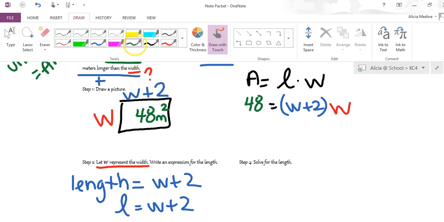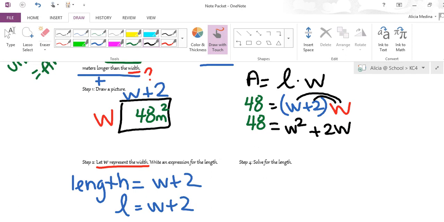Distribute. Right, so we're going to have 48 equals. I'm going to go ahead and distribute. W times W is W squared. W times 2 is 2W. Alright, from here we want to be able to solve. So we're looking for what W is. So we need this equal to 0.